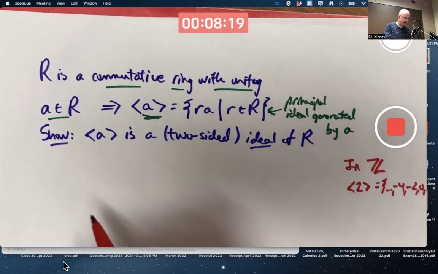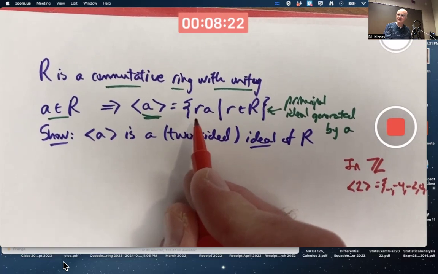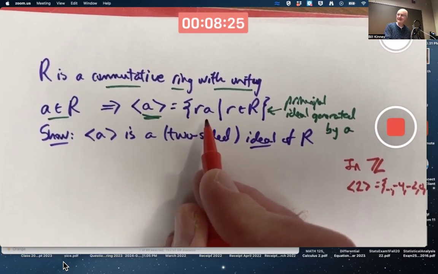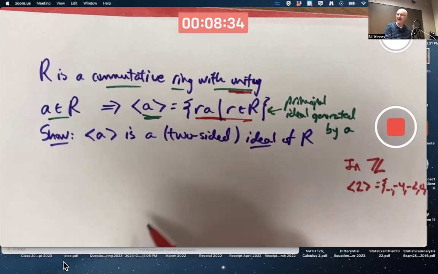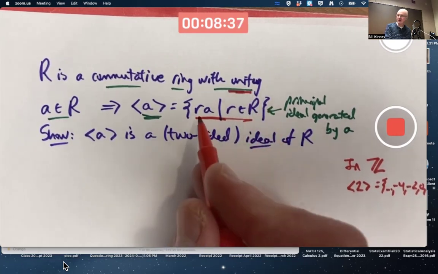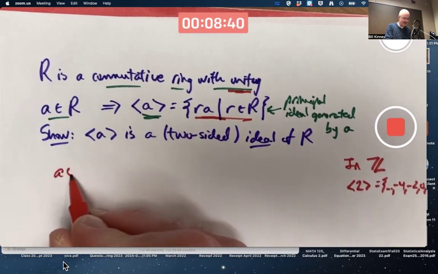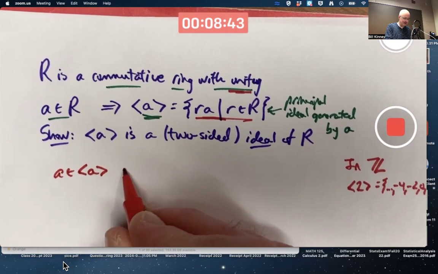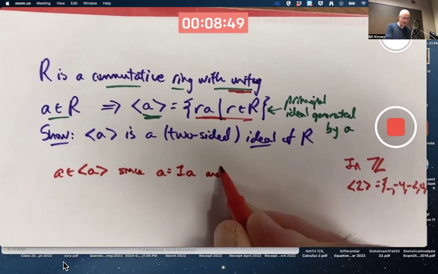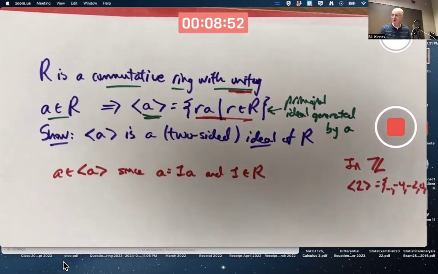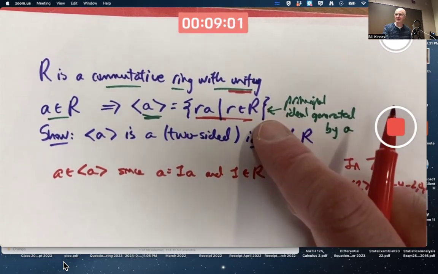So how do you do this? Use the ideal test. First, show it's non-empty. You've got to show that this set is non-empty. What's an example of an element in it? A? Yeah, but according to the official definition here, it's technically only because R has a unity, so that you can take the R to be 1. A is in the principal ideal generated by A since A equals 1A, and 1 is an element of R, we were assuming the ring had a unity. So it's only because of that assumption that we can even guarantee that this thing is non-empty, at least according to this definition of this principal ideal.